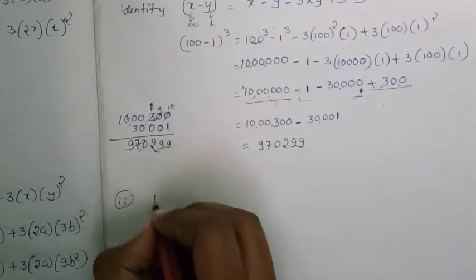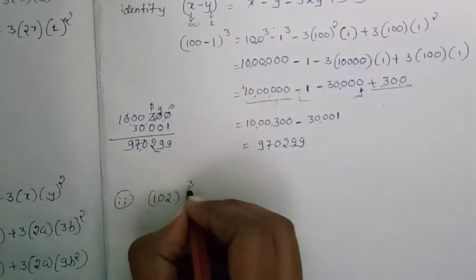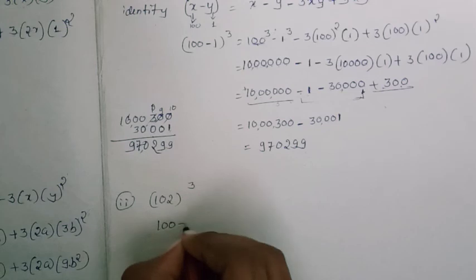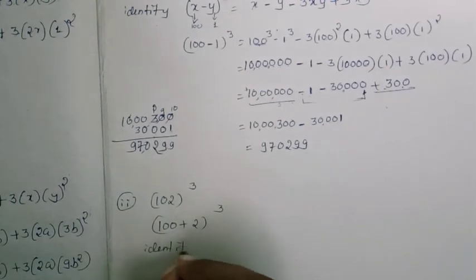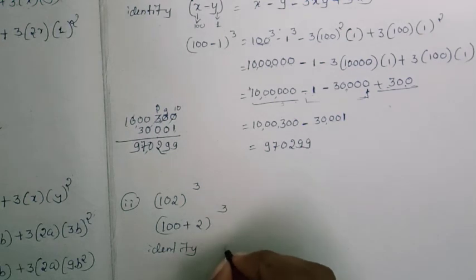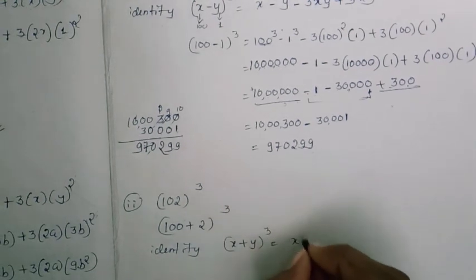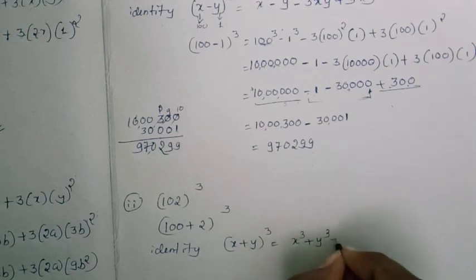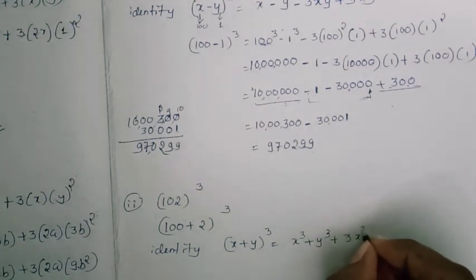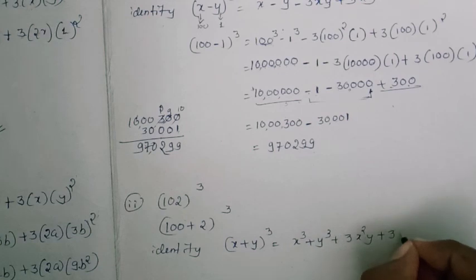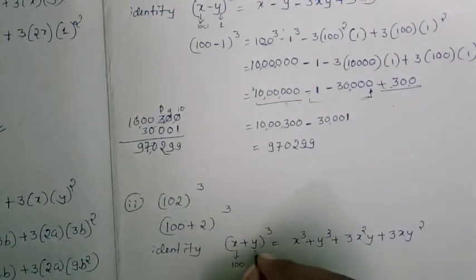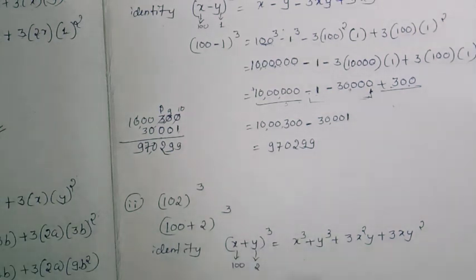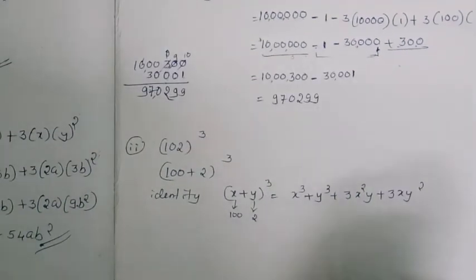And here the second one, that is 102 to the power cube. So that is 100 plus 2 whole to the power cube. So the identity you are using here is x plus y whole to the power cube. So you have to use x cube plus y cube plus 3x square y plus 3x y square. Here the value of x is 100, value of y is 2. So use this and solve the answer and send it to me.